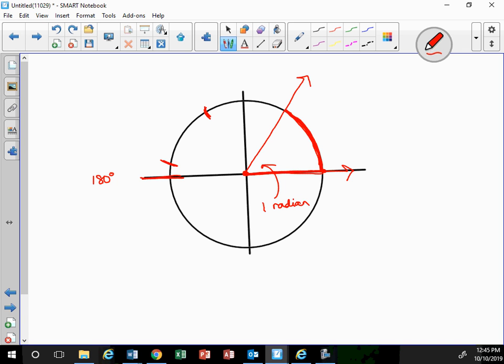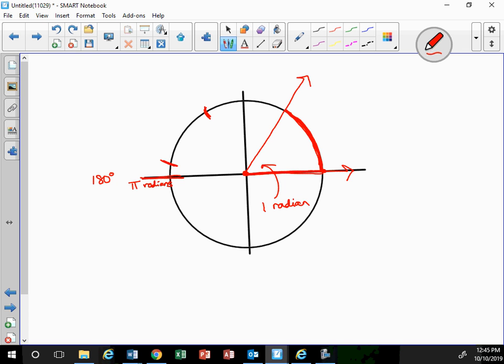You guys know a number that's a little more than 3? Pi, yeah, so this is pi radians. So 180 degrees is equivalent to pi if we're looking at radians. Right now, you definitely like degrees more, but by the end of trig, you will absolutely like radians better than degrees.